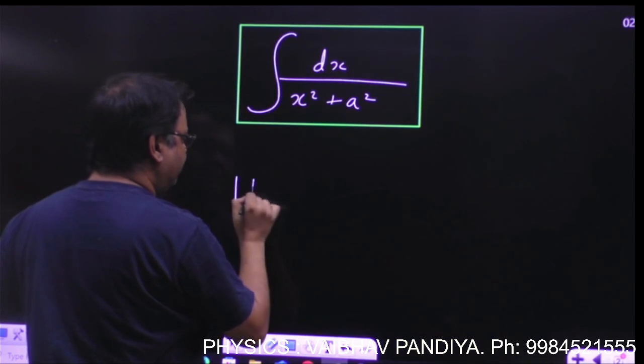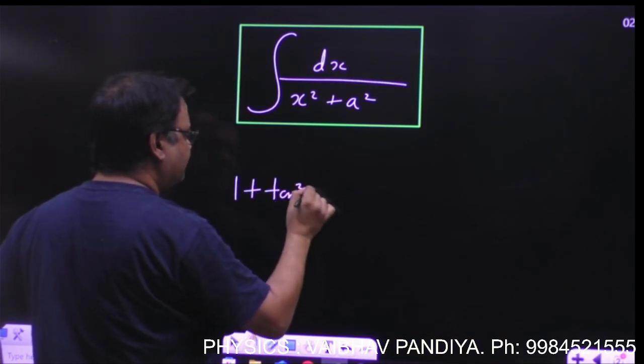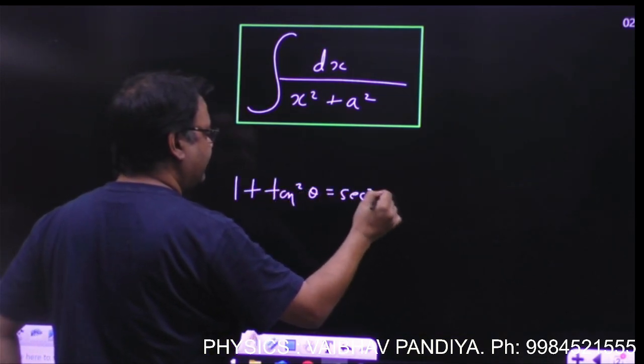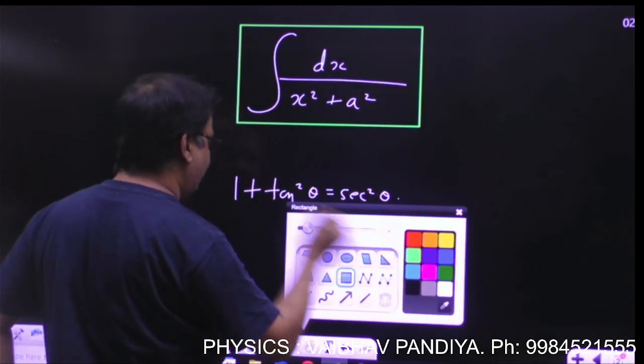We know the basic of trigonometry, 1 plus tan square theta is sec square theta. That is something basic in trigonometry. Got it?